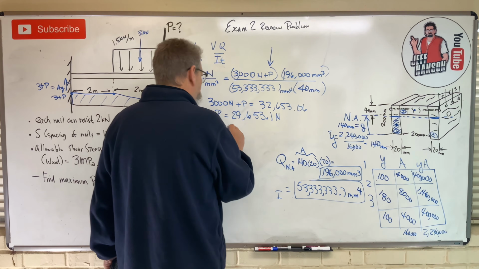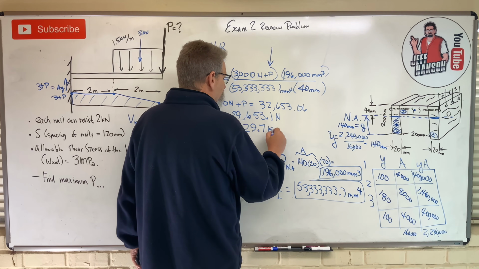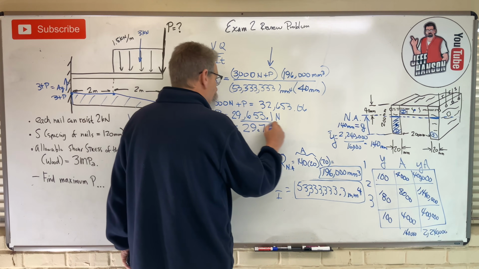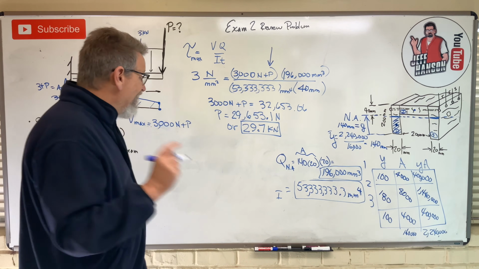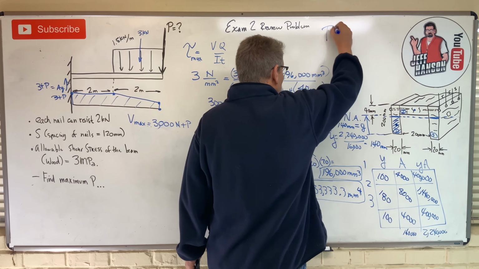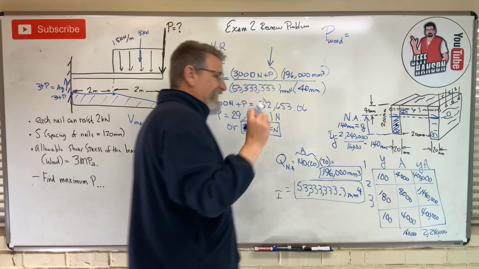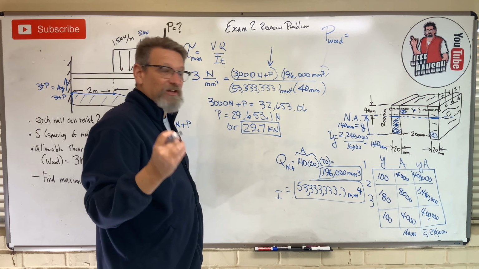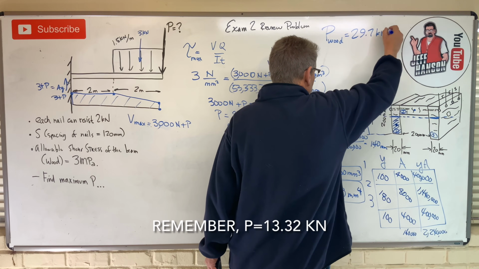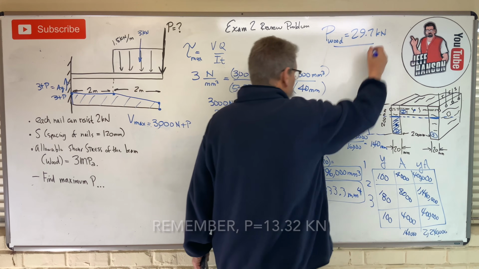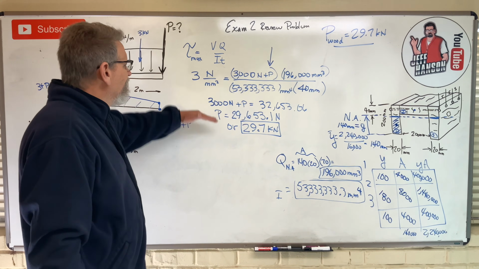29,653.1 newtons, or 29.7 kilonewtons. That's one of my answers. So P, for just the wood being in control, the wood can take 29.7 kilonewtons. That's what the wood can take. Are you with me? That's step one. Wow, that's a lot.